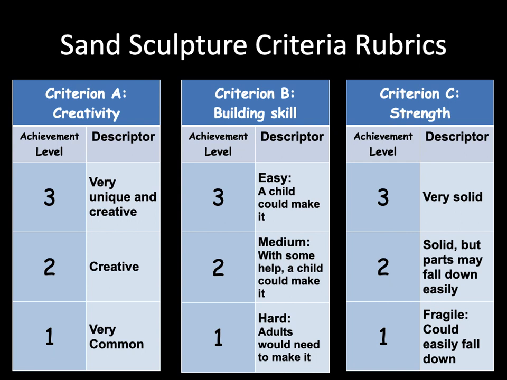Now, it's really important that we talk about clarifying what we mean here. I think in the creativity, it's pretty easy to see what they mean. We may not agree with the building skill. Like some people might think that the more difficult the building skill should be given the highest achievement level. And then here in the strength department, I think that's also pretty well clear.